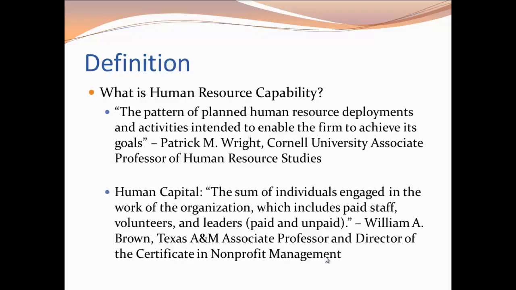What is human resource capability? Patrick M. Wright defines it as the pattern of planned human resource deployments and activities intended to enable the firm to achieve its goals. Relatively, our own William A. Brown defines human capital as the sum of individuals engaged in the work of the organization, which includes paid staff, volunteers, and leaders, paid and unpaid, which is very important when regarding the nonprofit sector, and I'll talk about this a little more in a little bit.